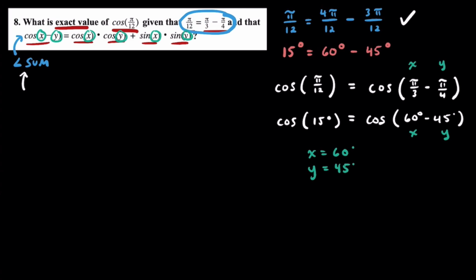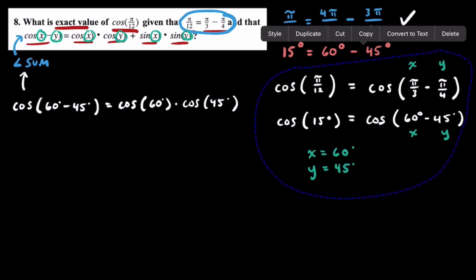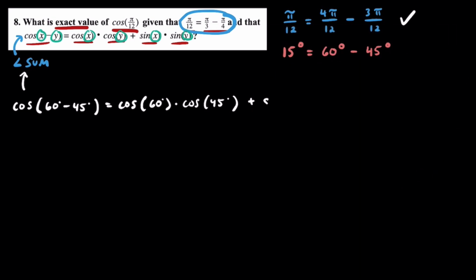Plugging into this formula, we can go ahead and write cosine of 60 degrees minus 45 degrees, which is really just pi over 3 minus pi over 4, or pi over 12, or 15 degrees. That's going to equal cosine of 60 degrees times cosine of 45 degrees, plus sine of 60 degrees times sine of 45 degrees.